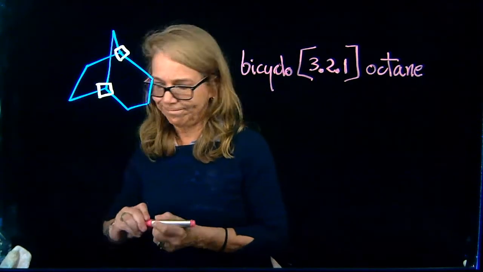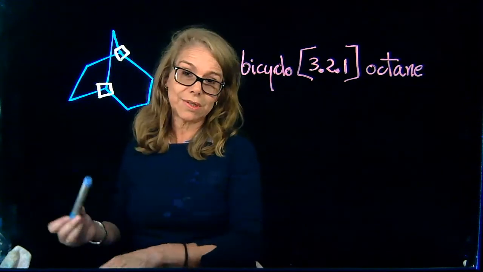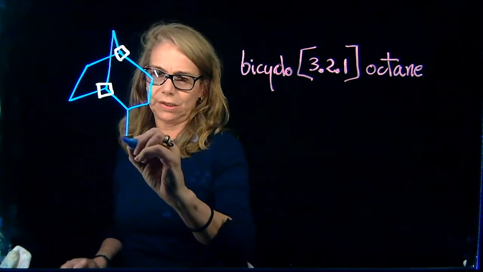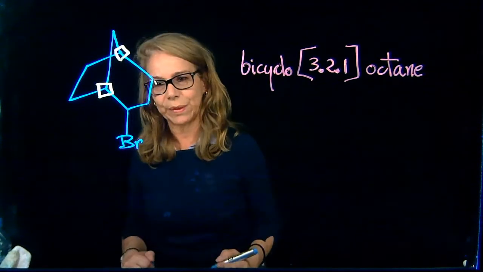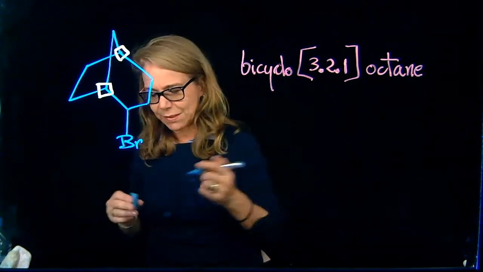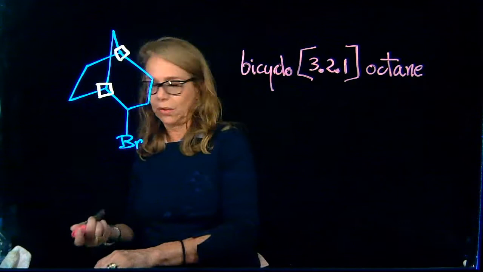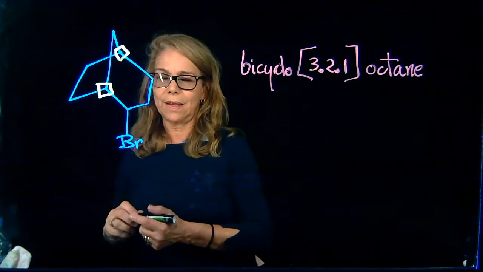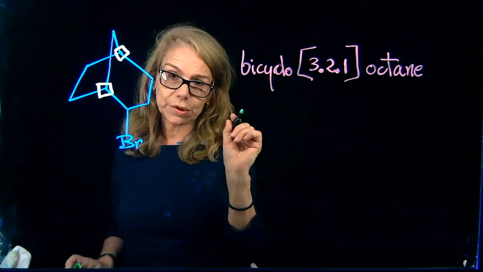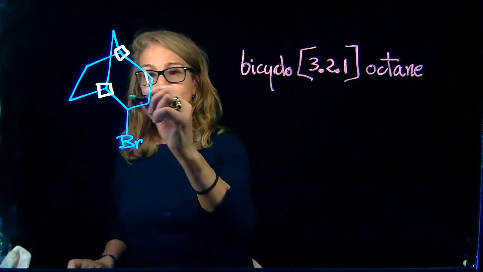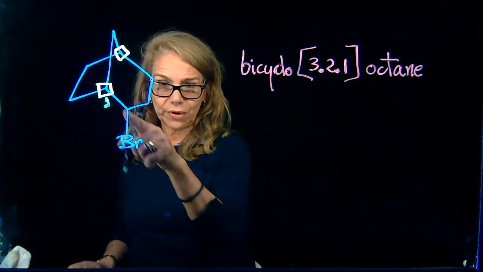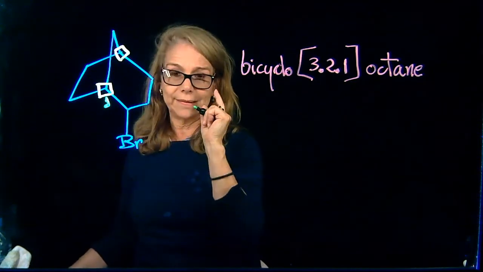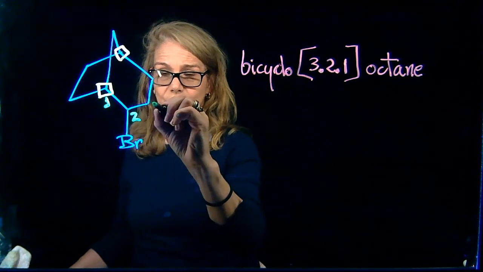And now I am going to add substituents to have more fun here. Let's say that I have something here, and I'm going to add a bromine. Now, how do I specify where that bromine is? There are rules to that. The first rule is to assign the number 1 to one of the bridgeheads. And then we need to continue numbering going around. But first we're going to go around the largest part. So I'm going to do 1, 2, 3.